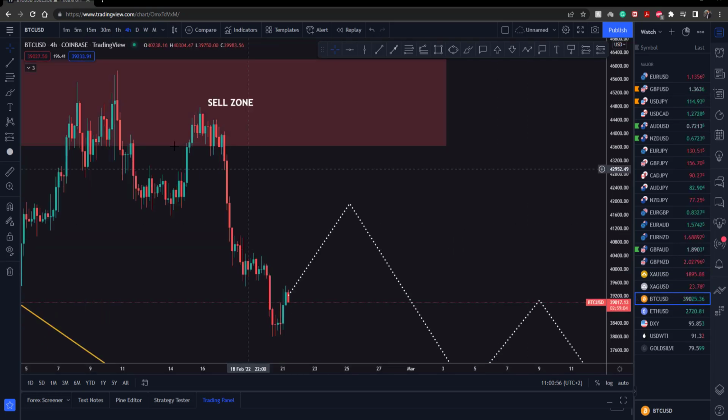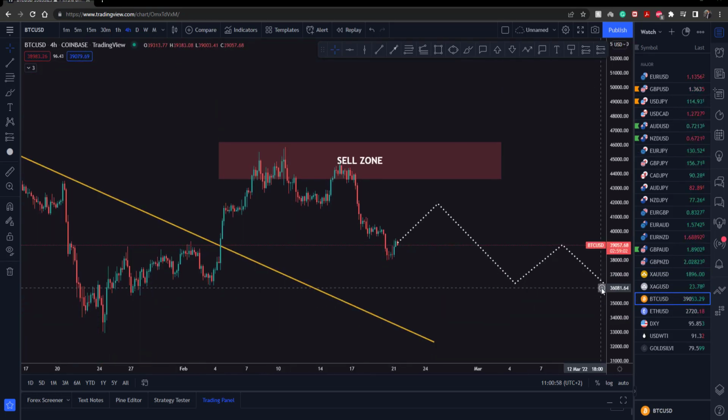Now, looking at the 4-hour chart here, if I zoom out, what we see is our resistance zone up here, this sell zone that we've had for a few weeks now, even when price was all the way down here. We said that there's going to be a potential pullback to this zone, and we're going to be looking for some type of market reaction. This is exactly what we got.